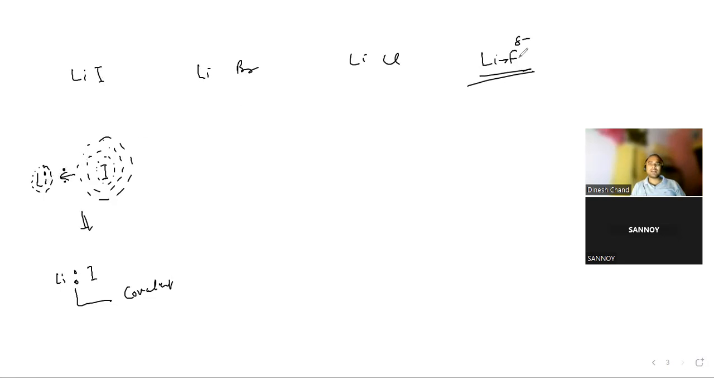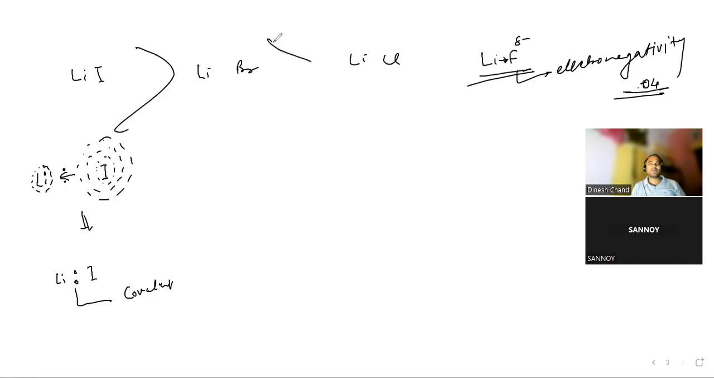But here lithium cannot attract electron from fluorine, because its electronegativity is how much? Electronegativity is 4. Highest electronegativity. It never forms the positive. So, are you able to understand or not?